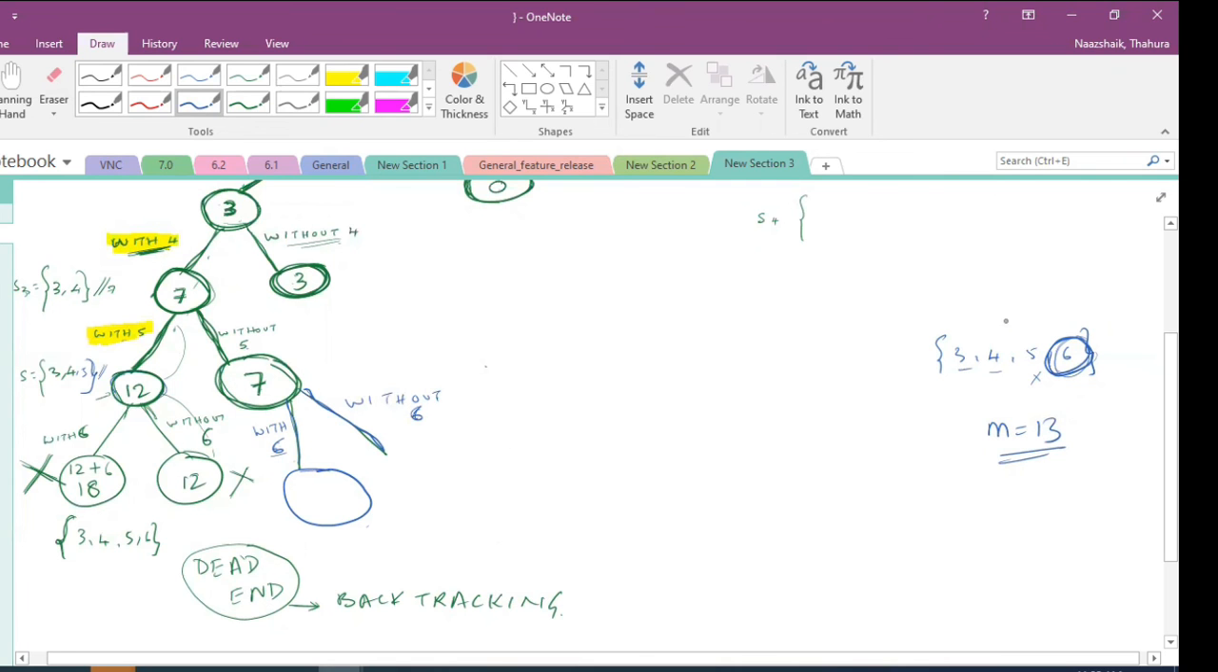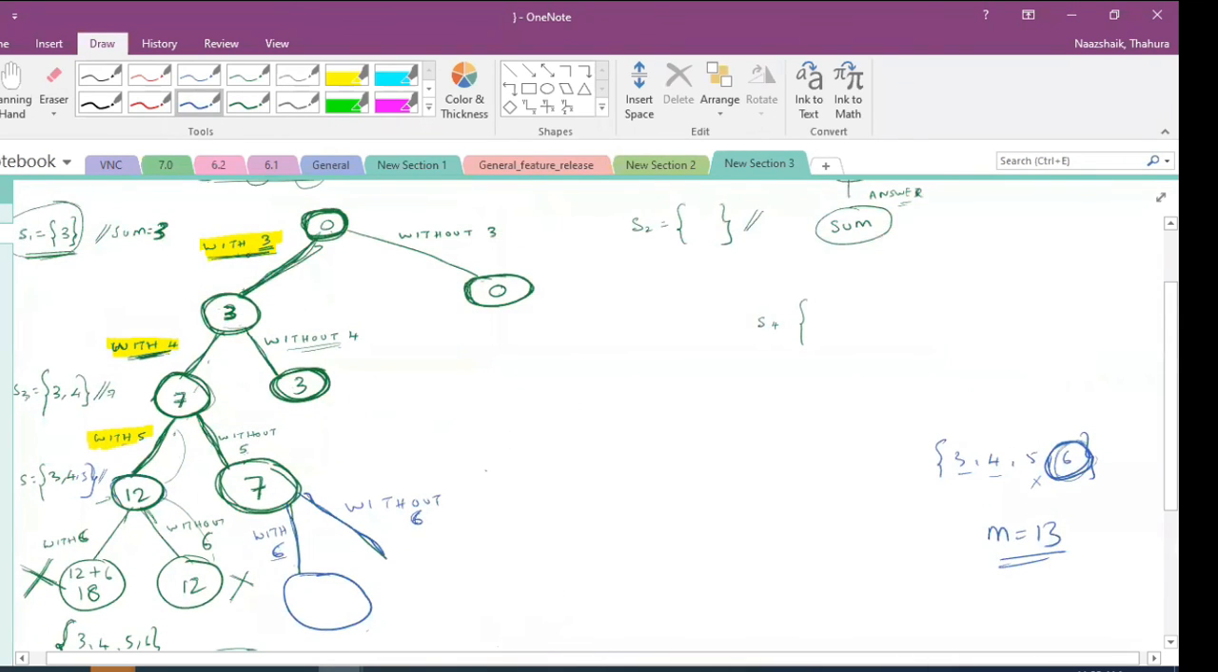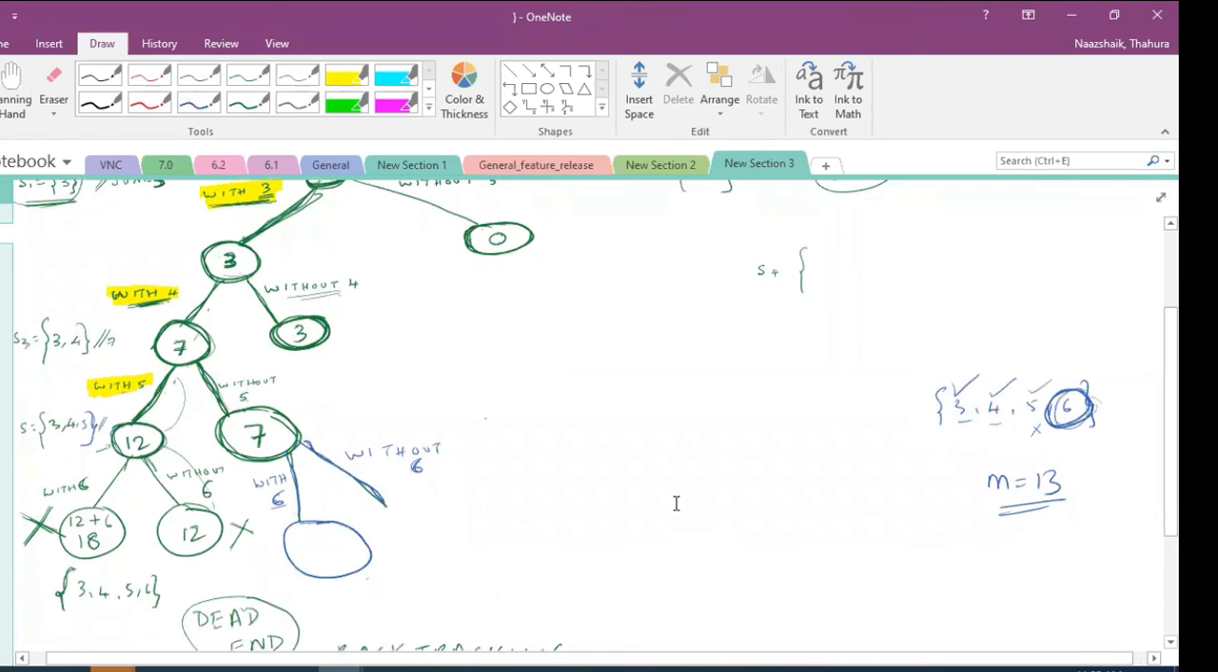See here, if you look at this, you finished 3, right? Then at this level, you finished the choice of 4. At this level, you finished the choice of 5, right? And you decided not to pick 5. So you finished this. Now you're left only with this. Is it clear? It's 6, not 5. Okay, is it clear?